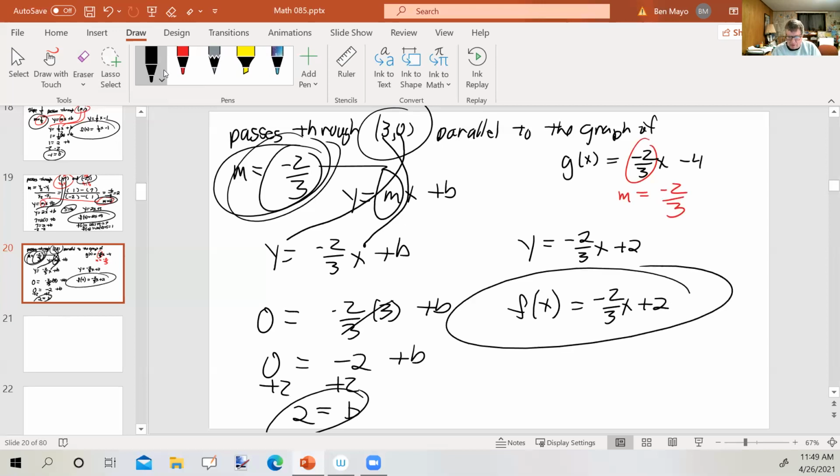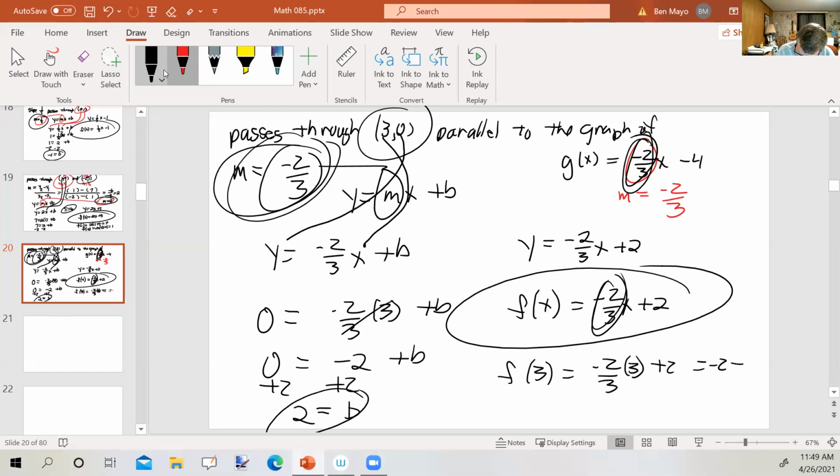Let's check our work. Well, if the lines are parallel, they should have the same slope. Negative 2/3, negative 2/3. Let's see if the point 3, 0 is a solution to f of x. F of 3 equals negative 2/3 times 3 plus 2, which is negative 2 plus 2, which is 0. So it checks. Again, parallel lines have the same slope.